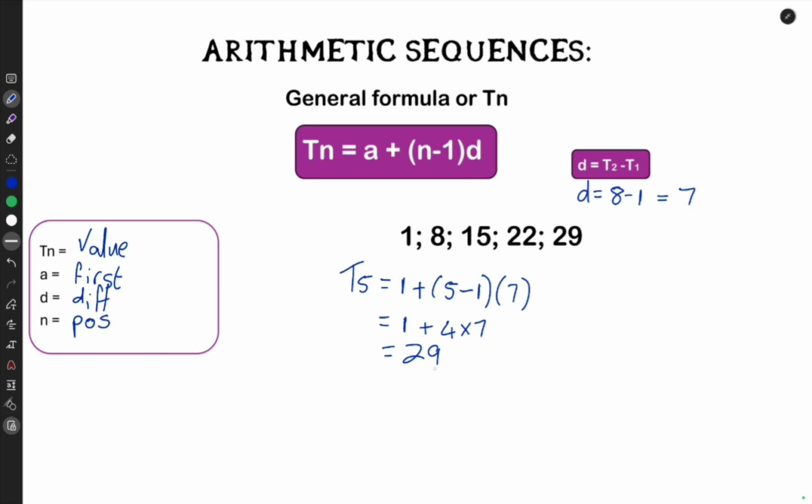Okay, wonderful. If they just asked me, get the Tn formula for this sequence, that's a question you're going to get a lot, and the questions always start with, let's say it's question 3. Question 3.1 would most of the time be get the nth term.